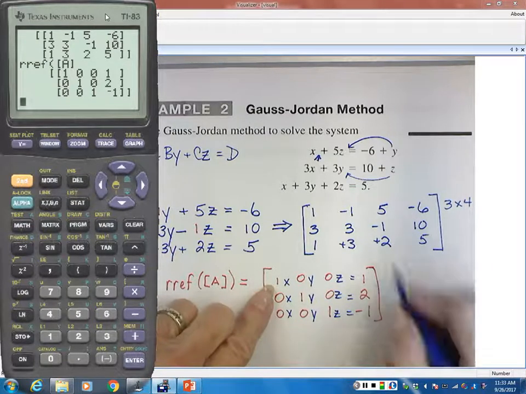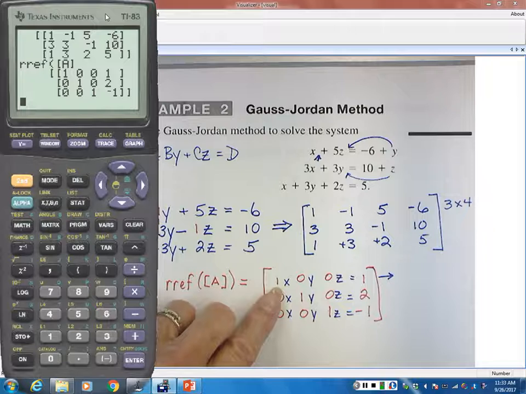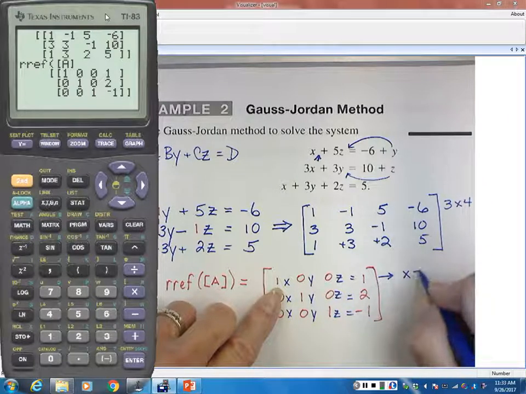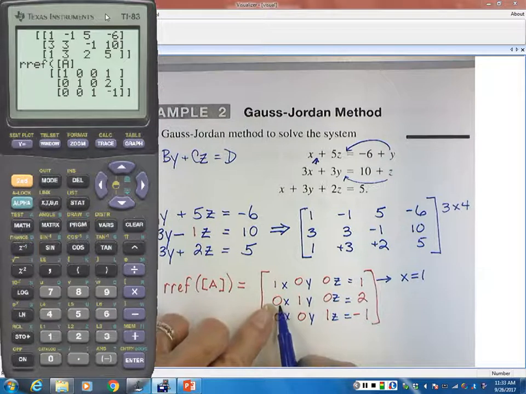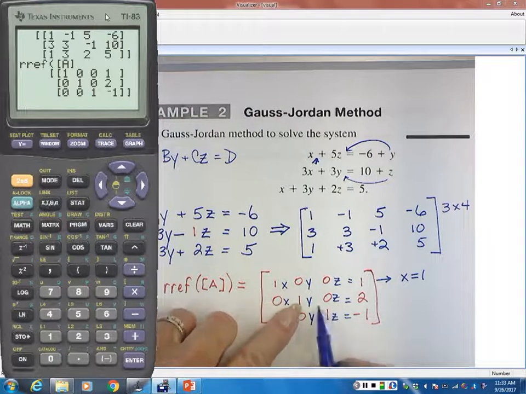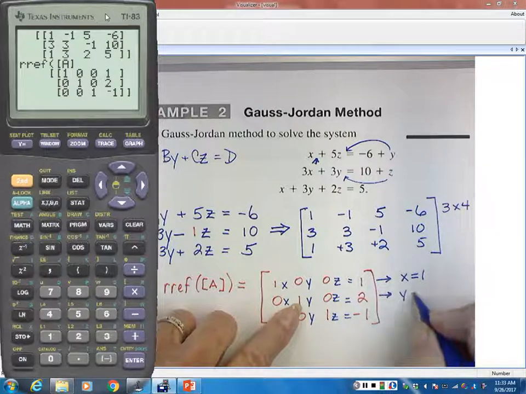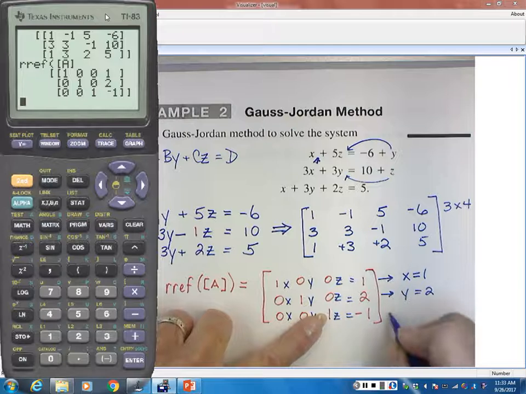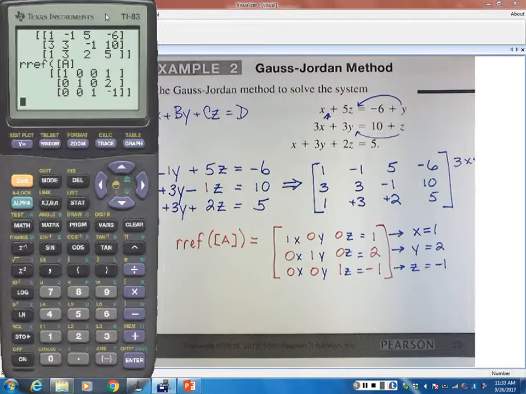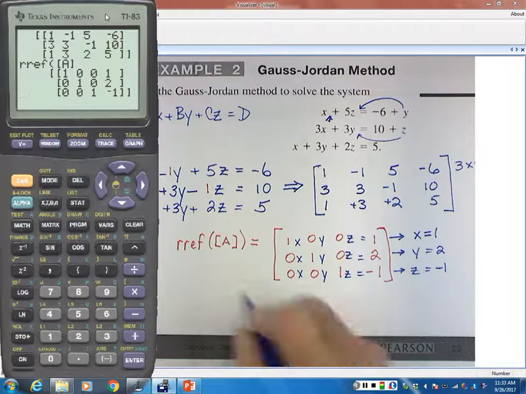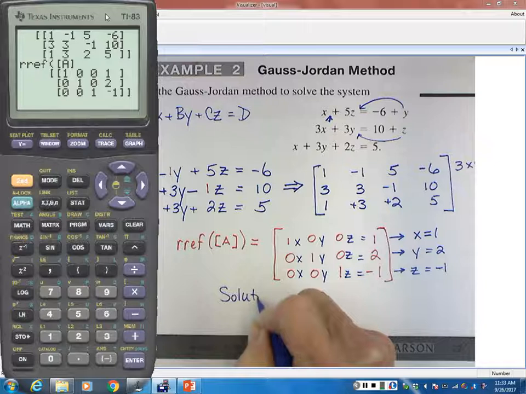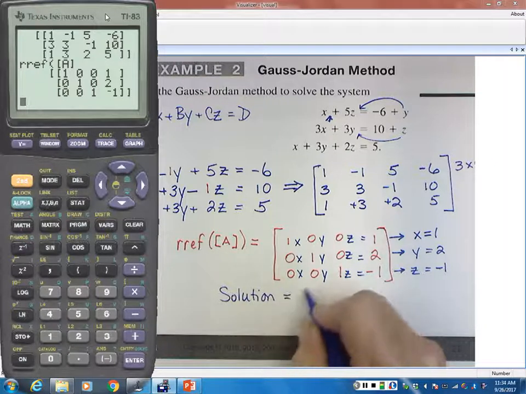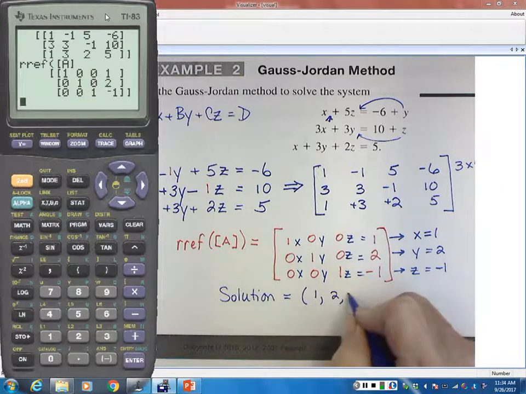So what this one says is that 1x, no y's and no z's, just 1x is equal to 1. This says no x's and 1 y and no z's, so just 1 y is equal to 2. And no x's and no y's but 1 z is equal to -1. So that tells me my solution is the ordered triple 1, 2, -1.